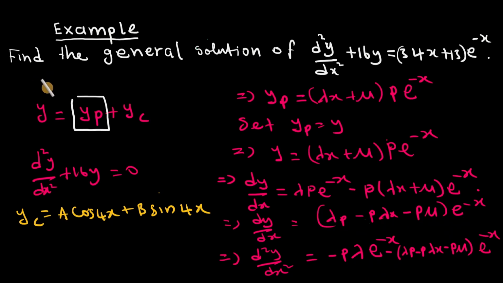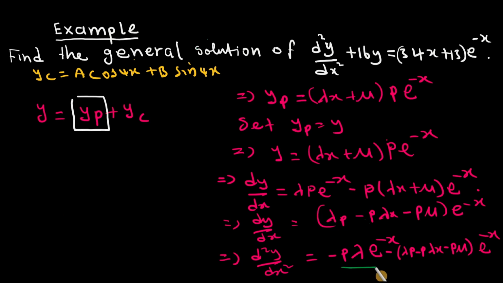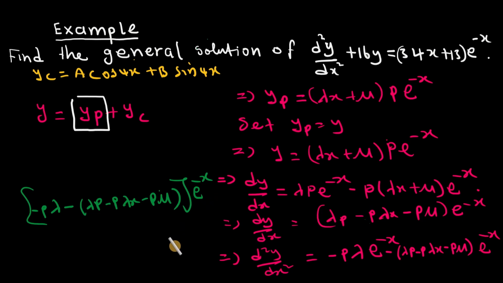So let me recopy the yc that we obtained earlier on here as a cos 4x plus b sin 4x. So you see that this part here can still be simplified. e to the minus x is common to all the two terms, so I can factorize e to the minus x out. And if I do that, I'll have negative p lambda minus (lambda p minus p lambda x minus p times mu), all this into e to the minus x.